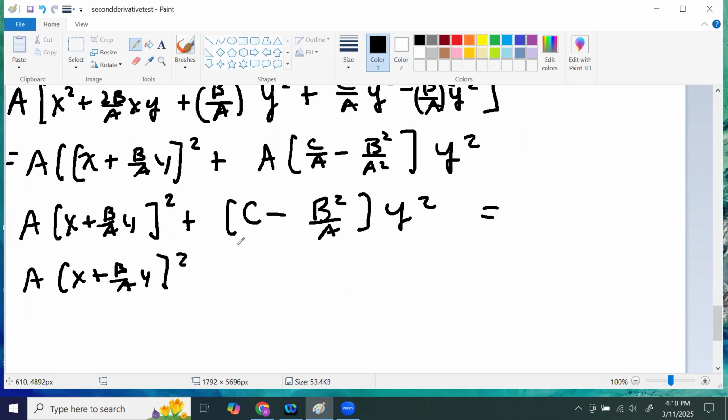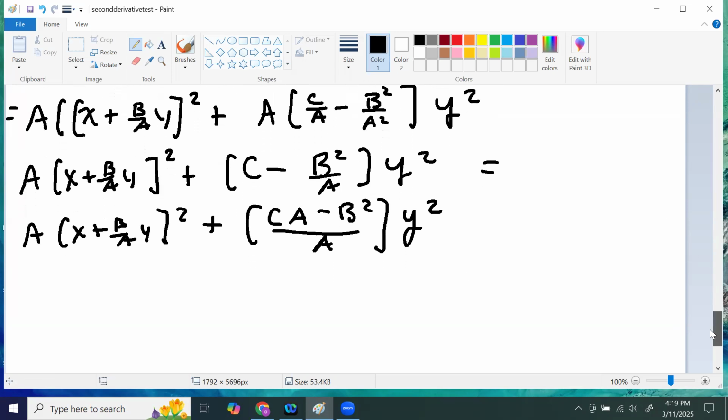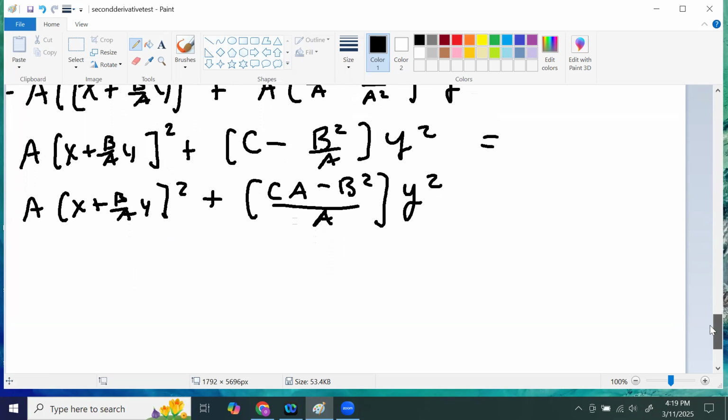So I have a square here. Then I have (CA minus B squared) all over A, Y squared. Finally, we're at somewhere. Now, what does this have to do with max, min, or saddle? Well, keep in mind that this is a square and this is a square. So let's look at the possibilities.